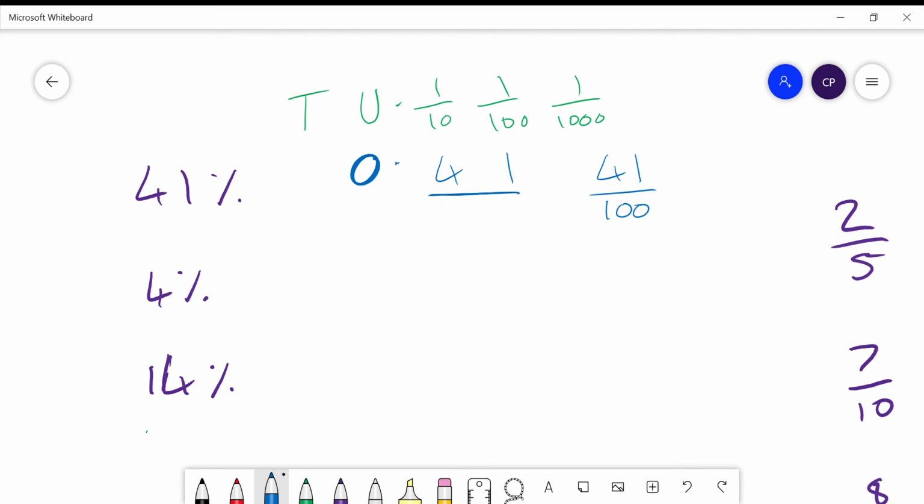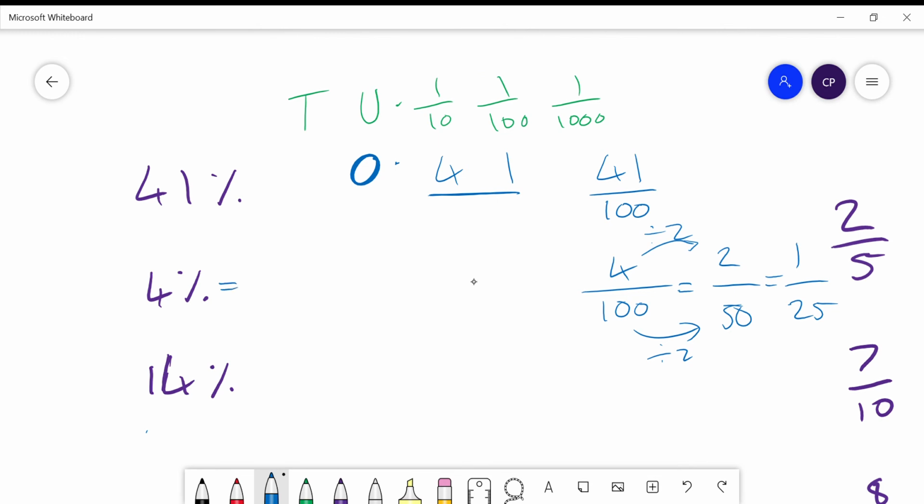4% means 4 per 100. Can I simplify this? Well, actually both of those are in the 2 times table. So divide the top by 2, I get 2. Divide the bottom by 2, I get 50. And actually what we realise is that 2 and 50 are both even again, so I can divide them both by 2 again. So 2 divided by 2 is 1, 50 divided by 2 is 25. So actually 4% is the same as 1/25.